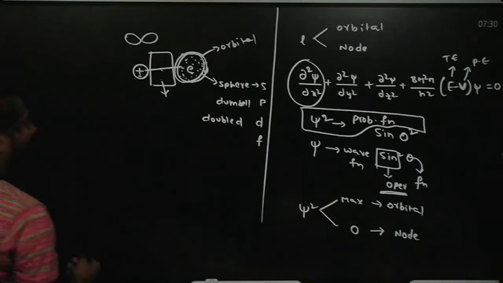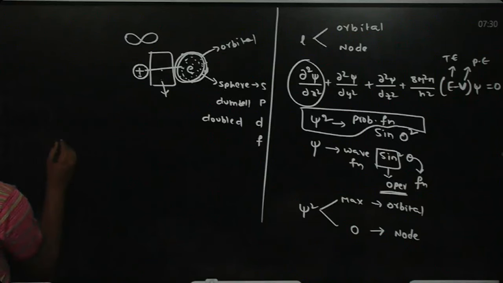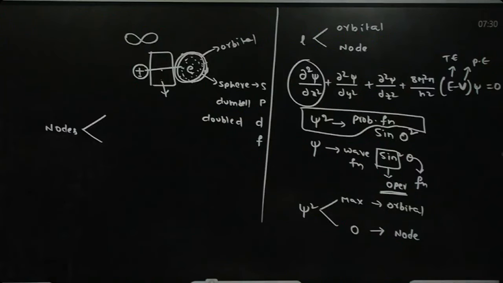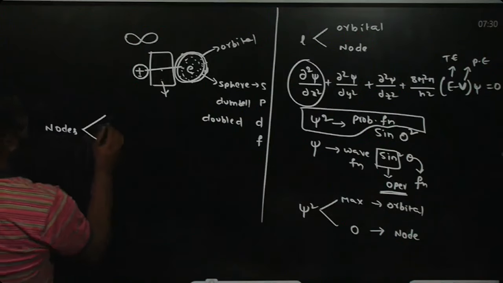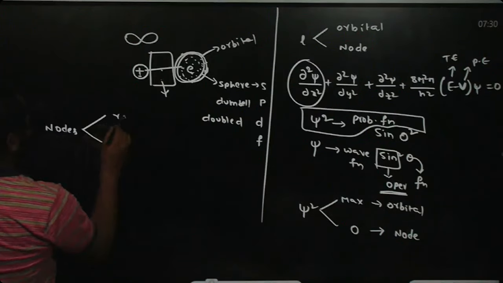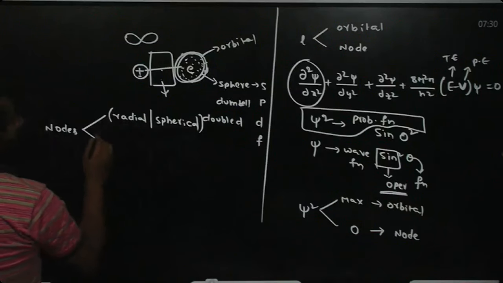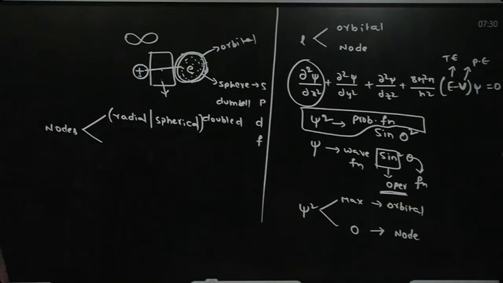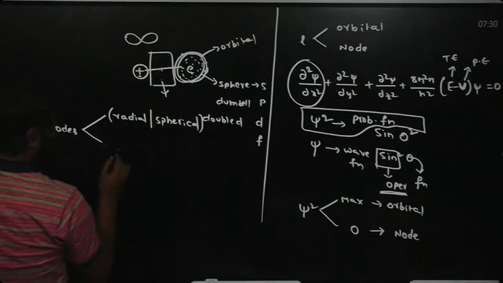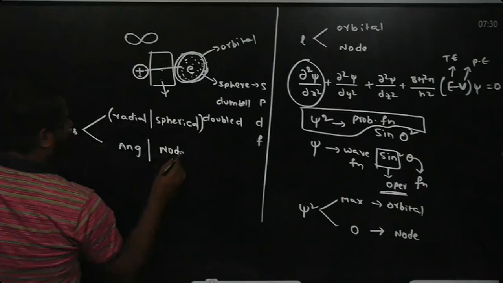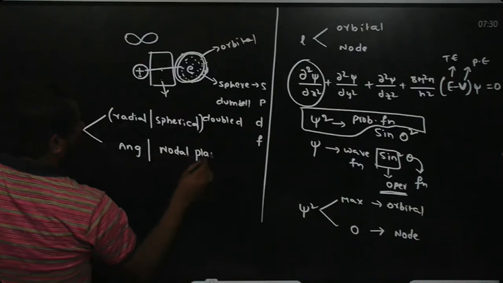So how many types of nodes do we have? Can anyone say? How many types of nodes do we have? There are 2 types of nodes actually. One is called radial node, don't be confused, or spherical node. Both words are identical only. Radial is also called spherical. Got it? While coming to this one, this is called angular node, or we can say nodal plane. What is that? Nodal plane.